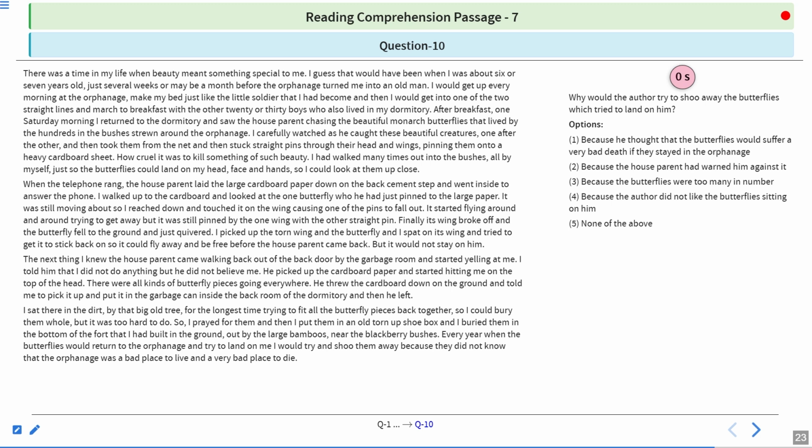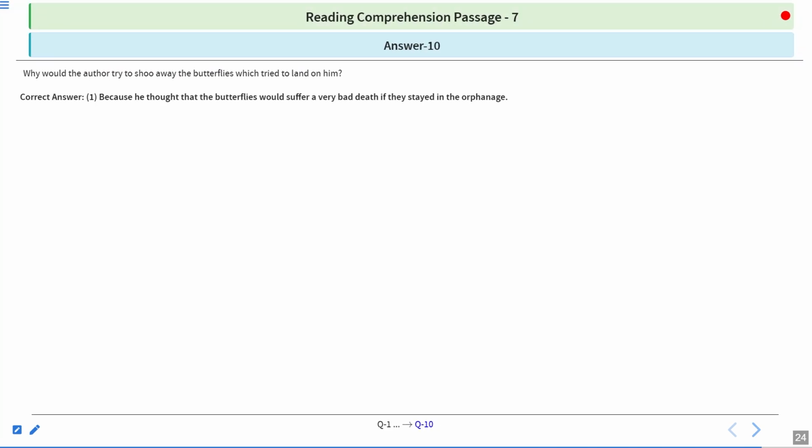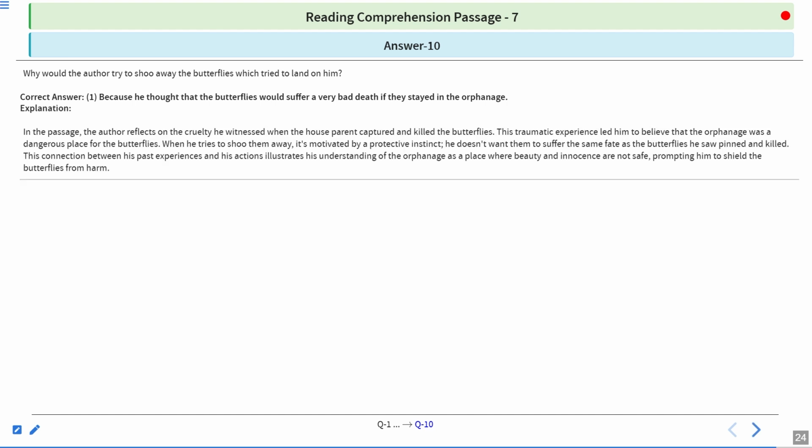I hope you've chosen the right one. Let's move to the correct answer. The correct answer is 1 because he thought that the butterflies would suffer a very bad death if they stayed in the orphanage. And the explanation is in the passage.